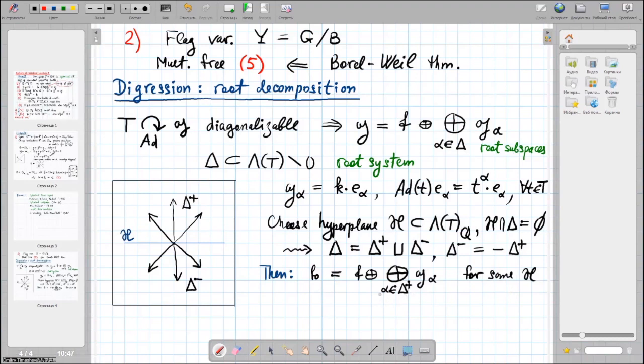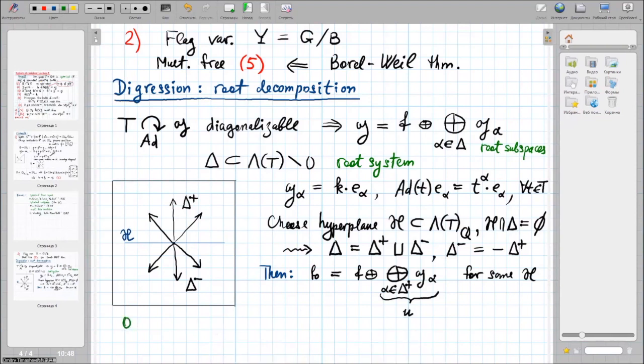By the way, if we take only the sum of the root subspaces, then we get the Lie algebra of the maximal unipotent subgroup, which I denoted by U previously. And this is the Lie algebra of U. What we can also see from this decomposition is that we may consider another Borel subgroup, which is called the opposite one to B. So the hyperplane is chosen.